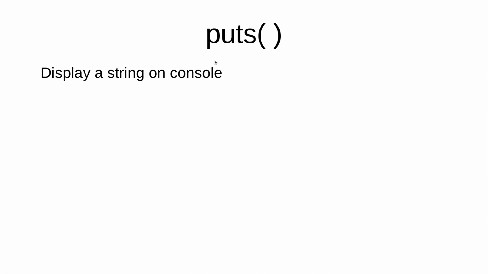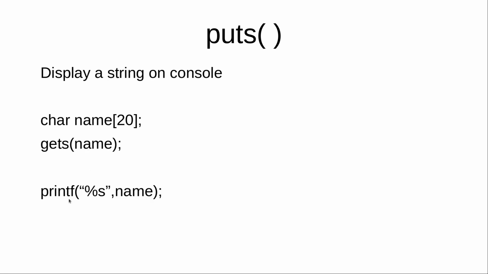Similarly with puts, you can display a string onto the console. If we have a character string name, we can get the value using gets, and then we could have used printf to print the value onto the screen, but instead of that you can go directly with the puts function. Both of these will give you exactly the same results.